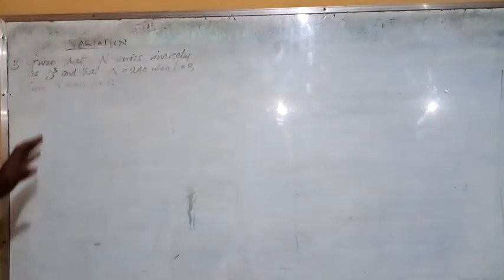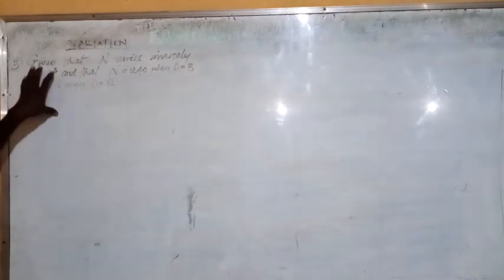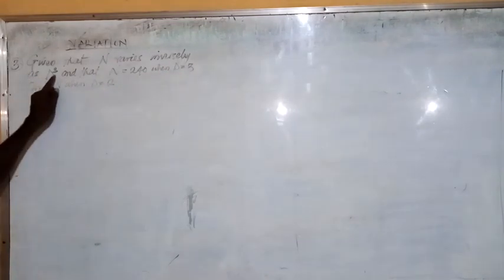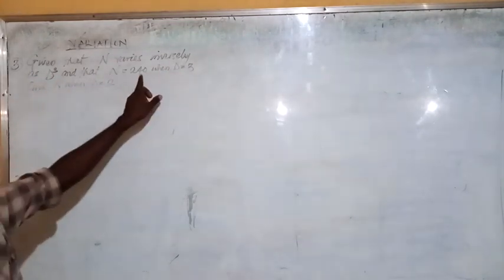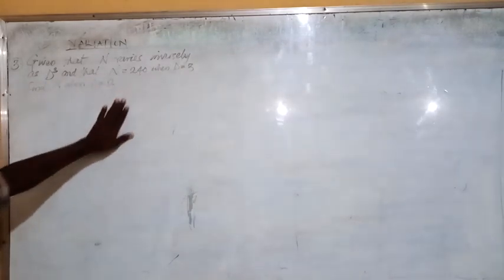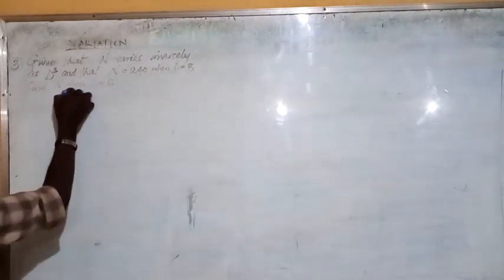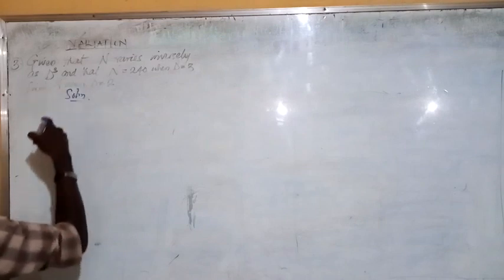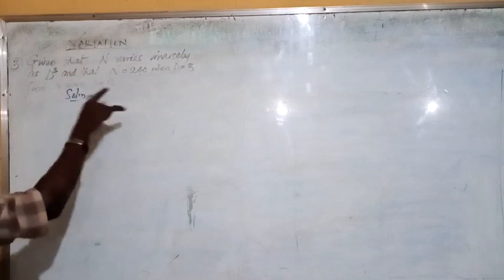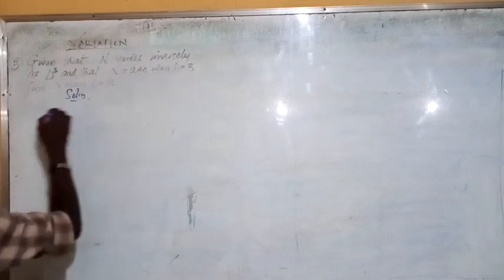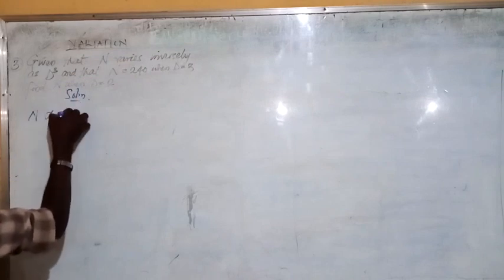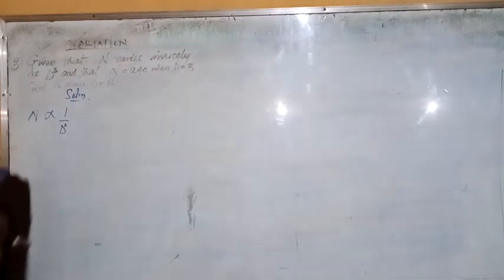Now this is another question, the third question. It says, given that n varies inversely as d cubed, and that n is equal to 240 when d equals 3, find n when d is 2. Now this is also a very simple question, and what we have to do is write as it is written, as we read it. Given that n varies inversely as d cubed, so we have 1 over d cubed. This is an inverse variation.